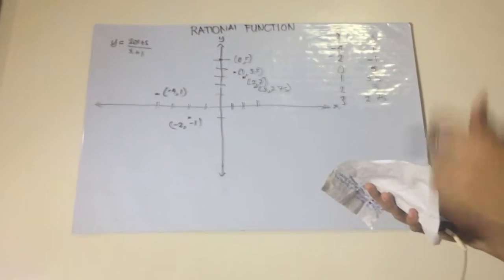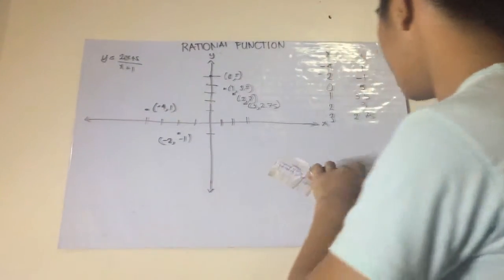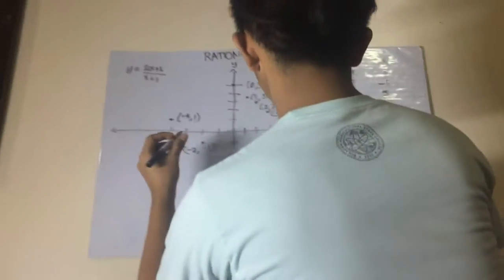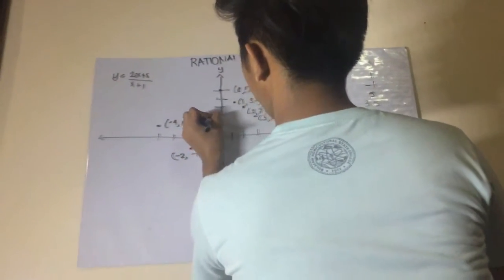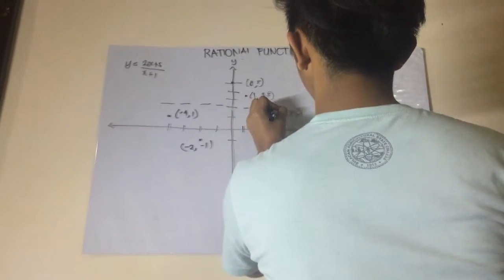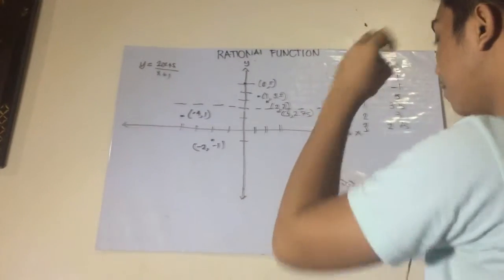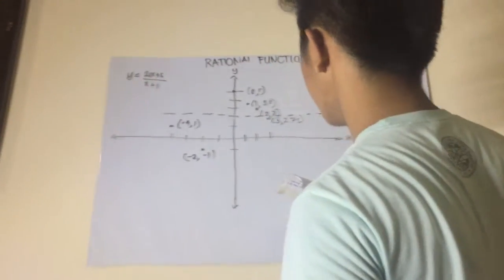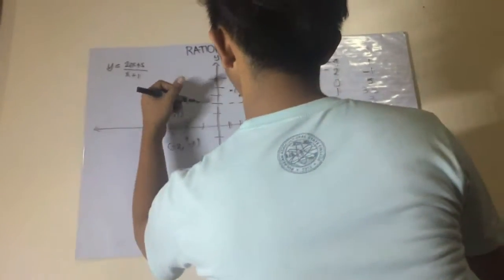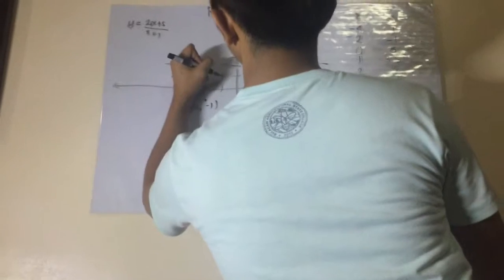So, ang mangyayari sa graph na to is, again, yung horizontal asymptote niya is nasa y is equals to 2. Then, ang vertical asymptote niya is nandito, sa x is equals to negative 1.